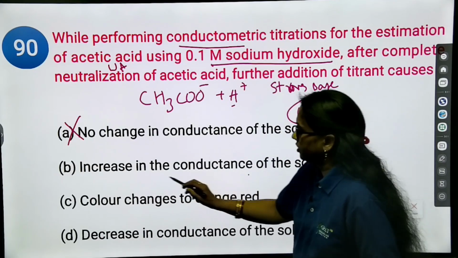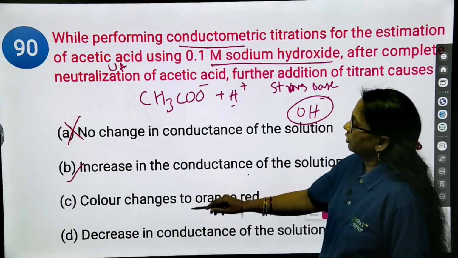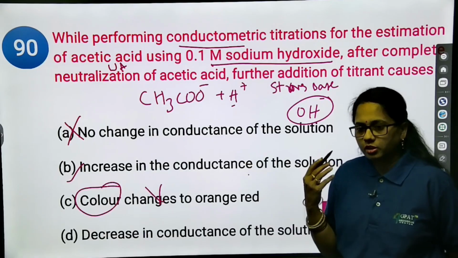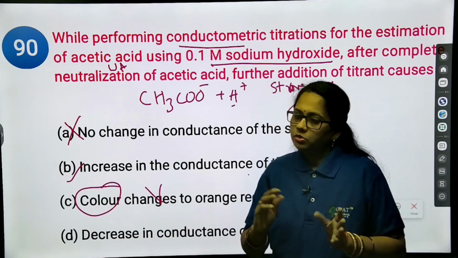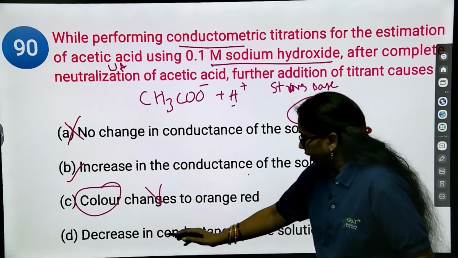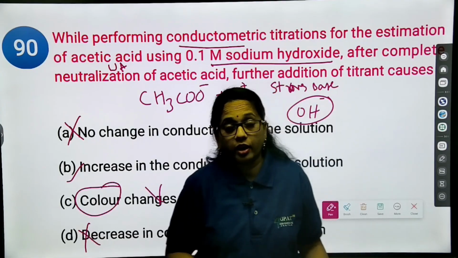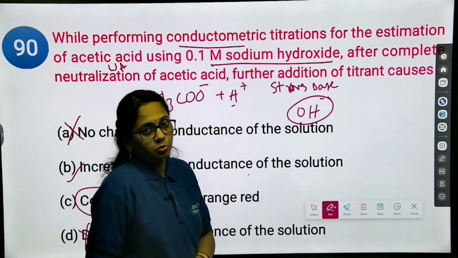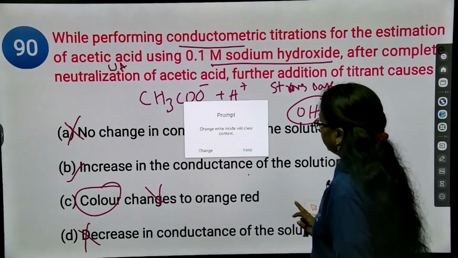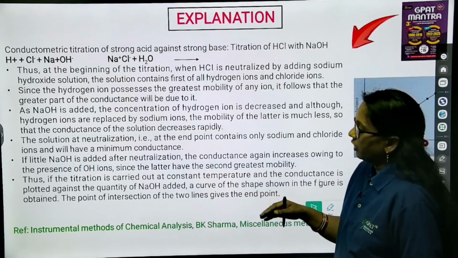Increase in the conductance, definitely option B is going to be the correct one. Color changes? Nowhere will the color be impacted. Even though it is a colored solution, we cannot say by conductometry that it is going to be the end point. Decrease in the conductance is not going to happen because we are adding OH minus ions here. OH minus ions are definitely good conductors. So whatever the titration curve is, definitely there will be an increase in the conductivity.